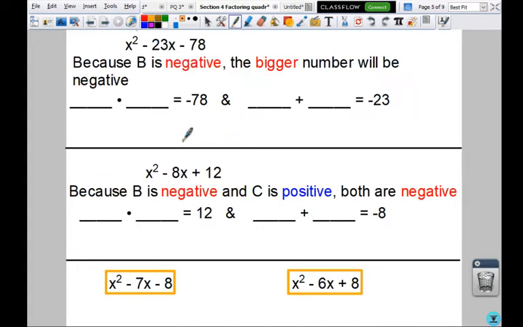Alright, let's do a couple more. So I'm going to look at x squared minus 23x minus 78. Because the middle term is negative, the bigger number will be negative. I want to know what times what is negative 78. So, Raven, do you know two things we can multiply together to get 78, or negative 78, off the top of your head?